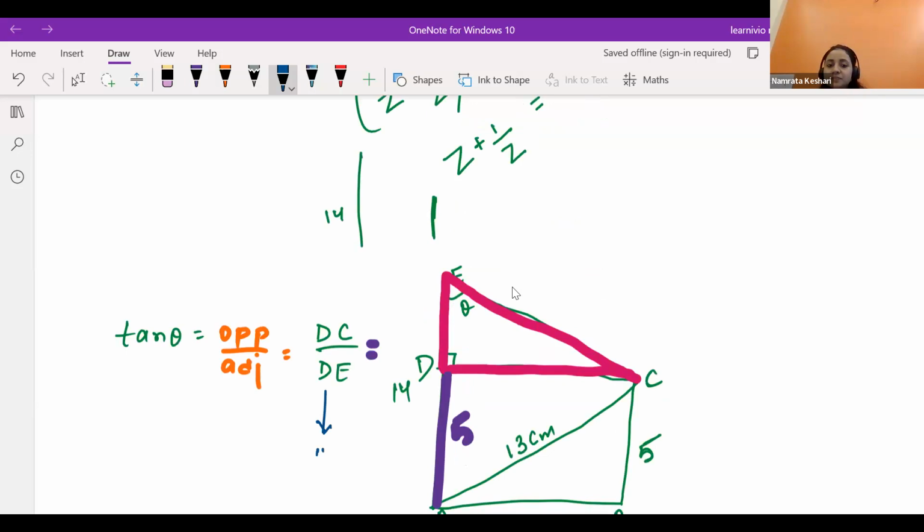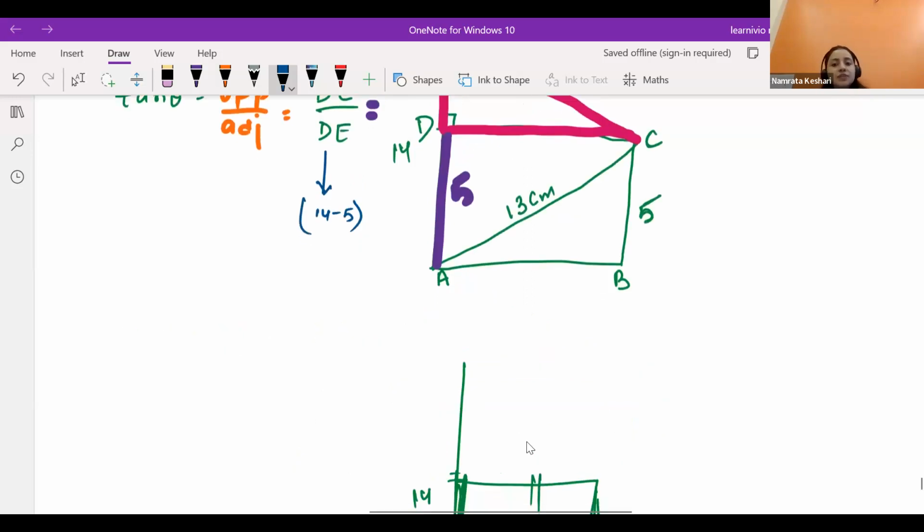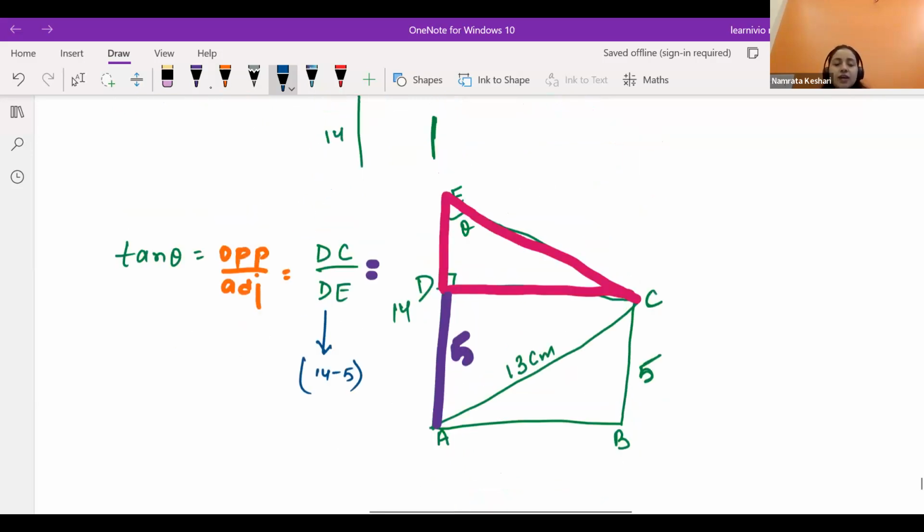Yes. Okay. Now, what about this BC? Is it also 5? So that we have to check. Okay? That we will be checking, whether that is also 5 or what. So, can you see over here? Just a second.